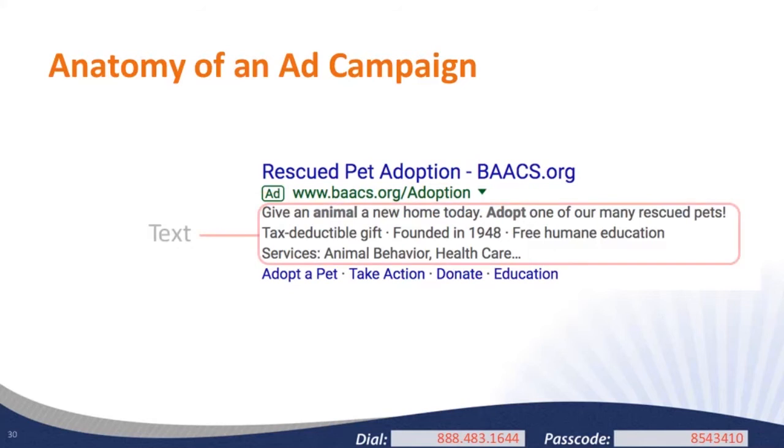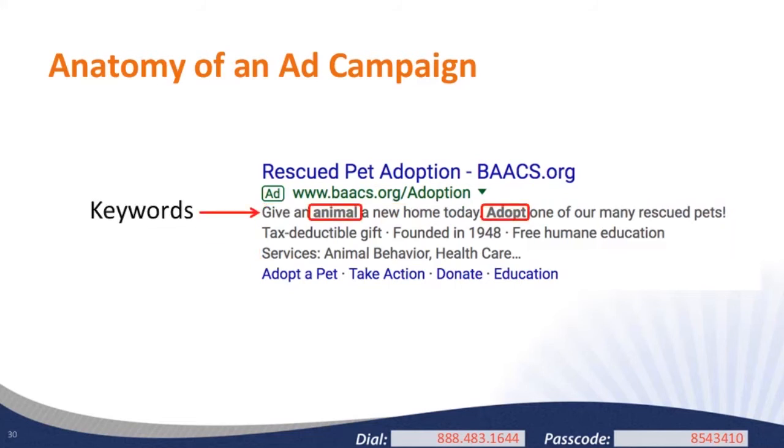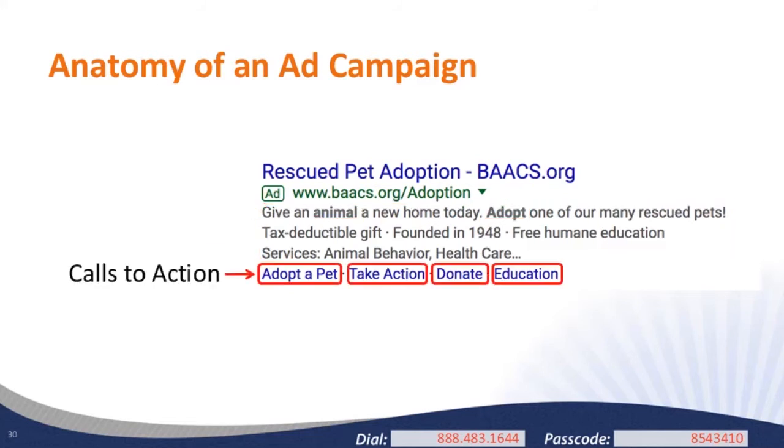Below that is the text or ad copy. Basically, it's the short line or few lines of text that appears in the ad. Just note that the keywords that appear in the text are automatically bolded by Google. And then finally, as we talked about, there are calls to action at the bottom of the ad. A call to action is what you want your audience to do. And you can see in this example, they have several: adopt a pet, take action, donate, and education.